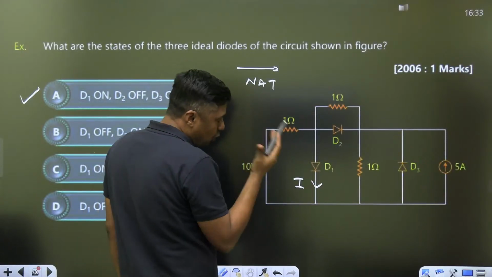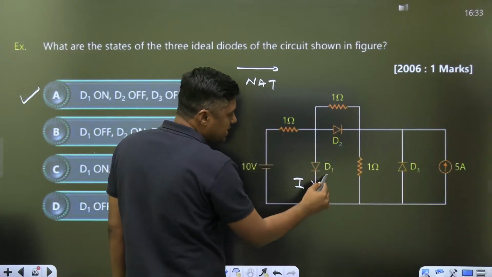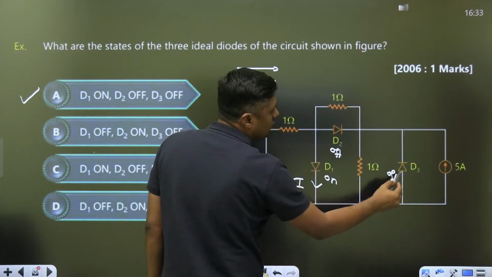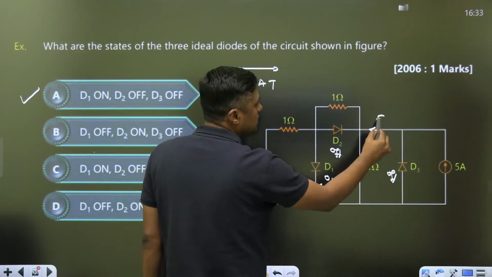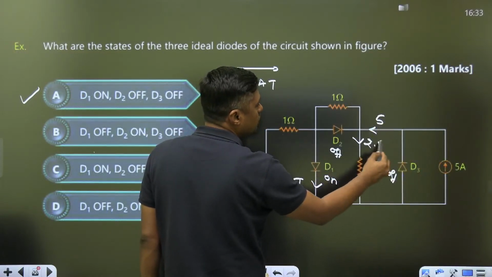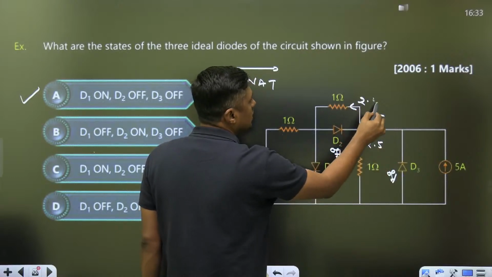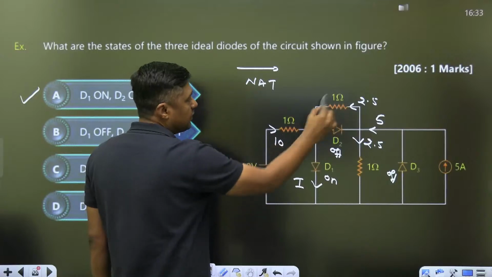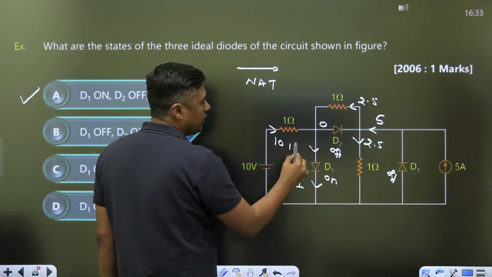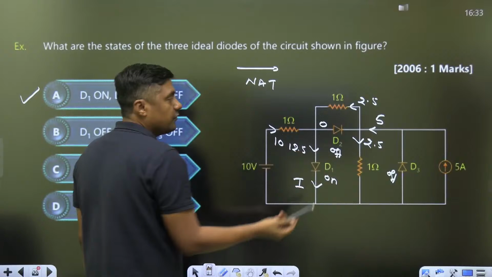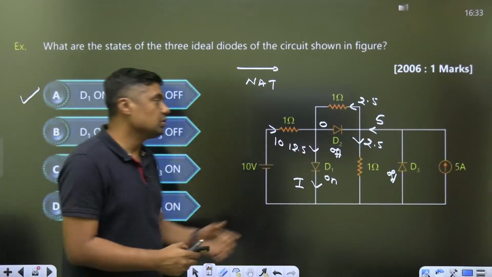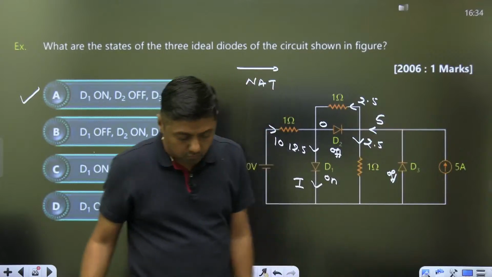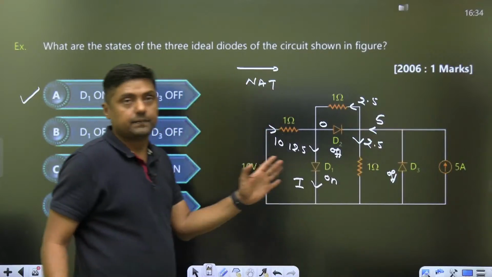So guys, before finding the I, you have to establish that this diode is on, this is off, this is off. What is the current here? 5 ampere. This current is divided into two parts, 2.5, 2.5. This is 0, and that's why this is 10. 10 plus 2.5, what is the current here? 12.5. This is the positive current. Finished. What is the current through D2? 0. What is the current through D3? 0. Once the diode is off, there is no current.